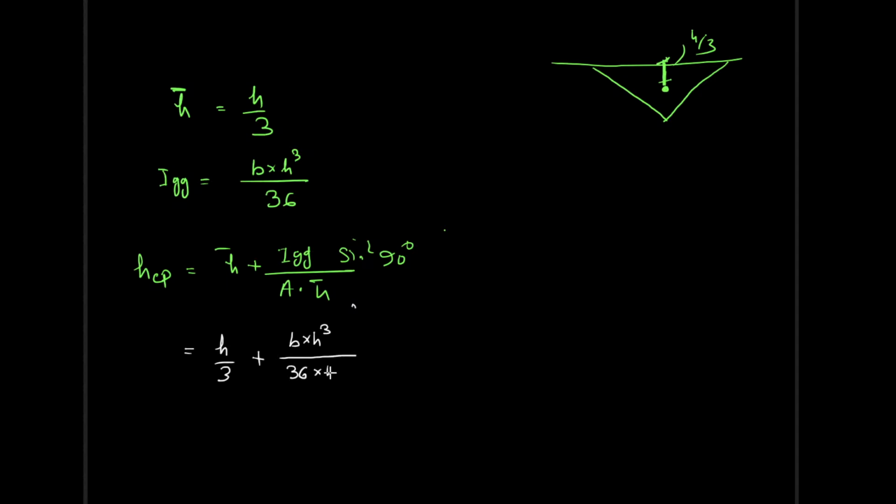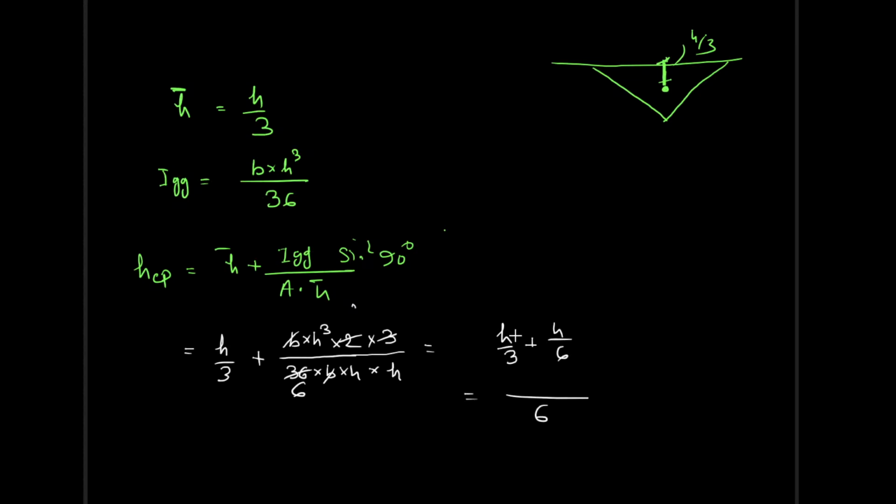What is the area? Area is b into h by 2. So this 2 will be sent upward. Now this is h bar, that is h into 3. Okay, this b and b will be cutting out. This 3 into 2 is 6, and 6 and 6 will be 6 here. So yes, it will be h by 3 plus h by 6.